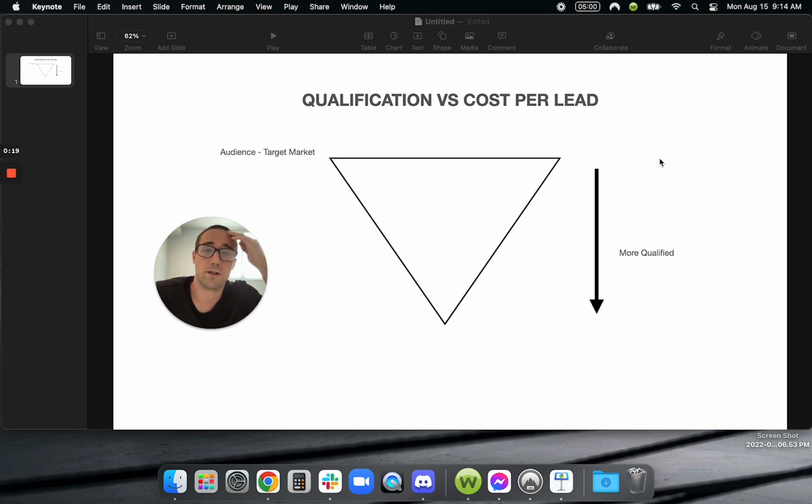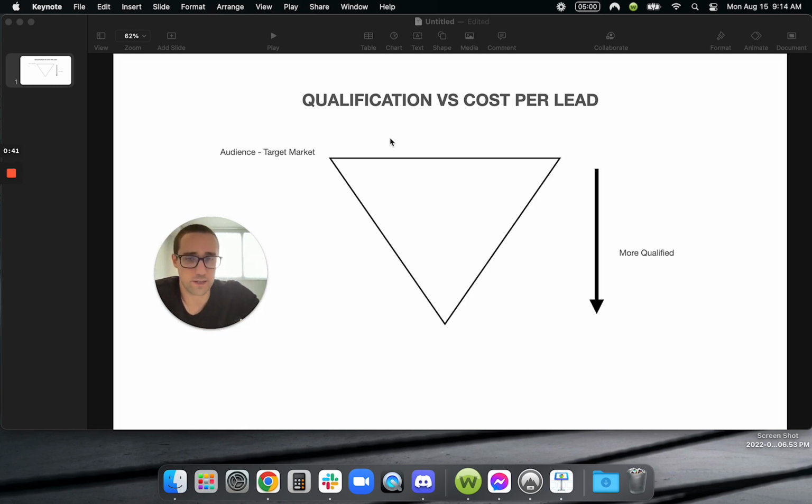So basically there's a spectrum, right? The more you qualify a lead, the more friction you put in front of that lead before they actually submit and give you their information, the higher the cost per lead will be, because the more you are weeding out people from a potential audience.